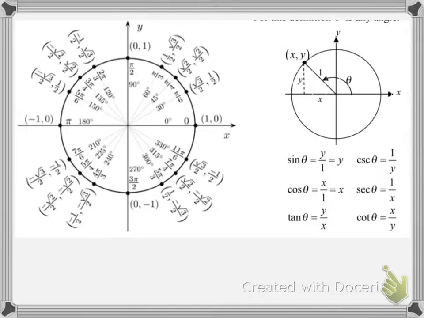So we look over here. Cosecant is this one, all right? So cosecant equals, I'm not saying it. What am I supposed to say? The reciprocal of y, not 1 over y.